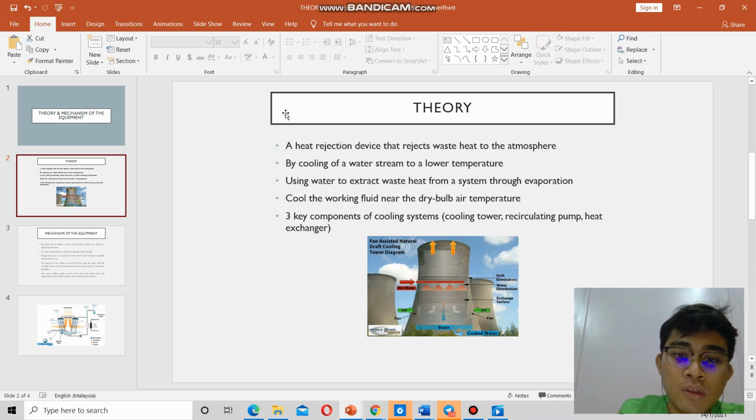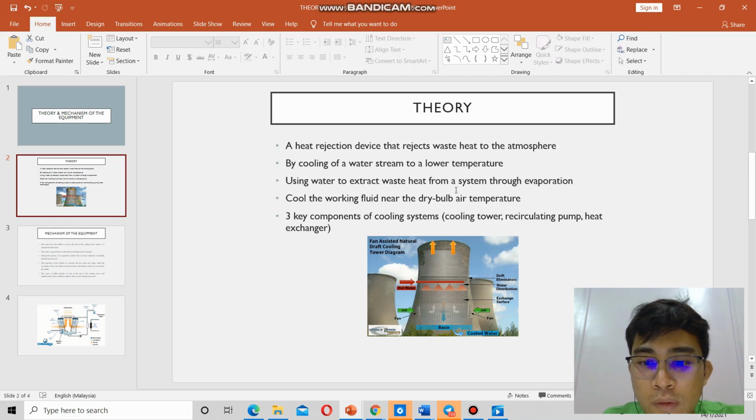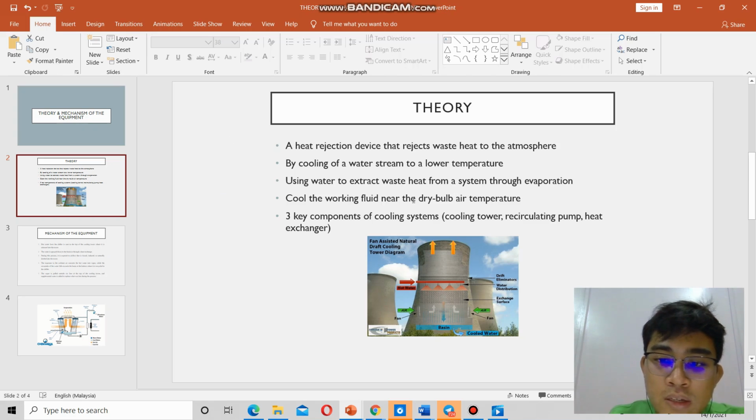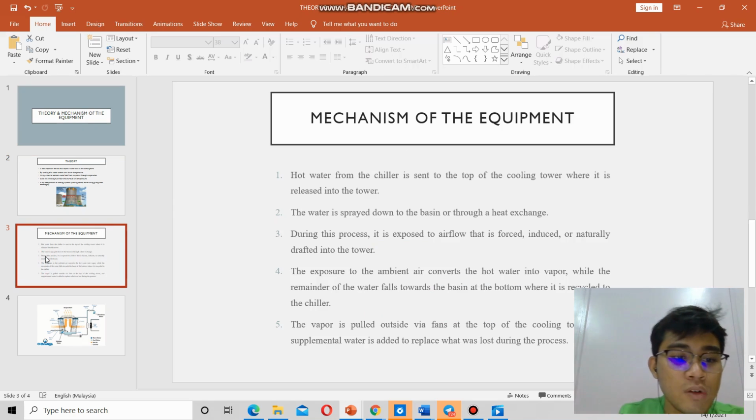We use water to extract waste heat from a system through the evaporation process. We cool the working fluid near the dry bulb air temperature. Besides, there are also three components of the cooling system, which consist of the cooling tower, recirculating pump, and heat exchanger. Next, we move to the mechanism of the equipment.